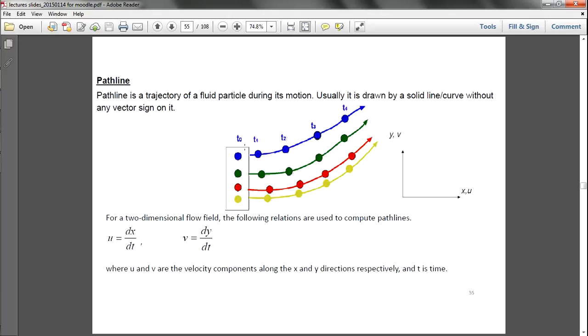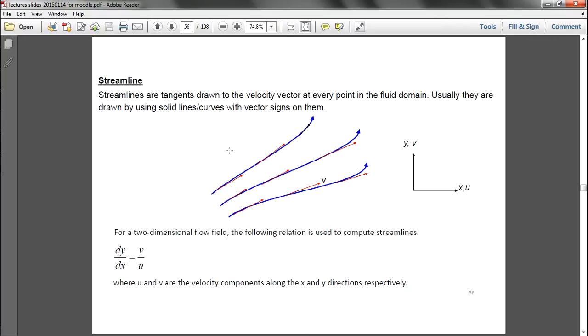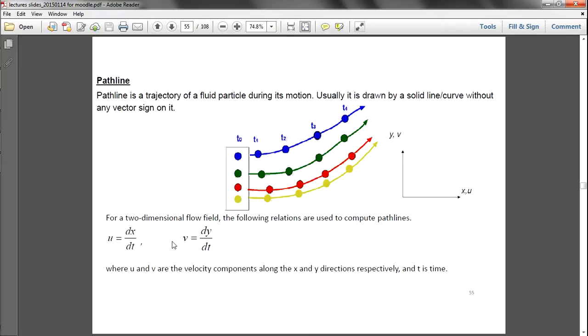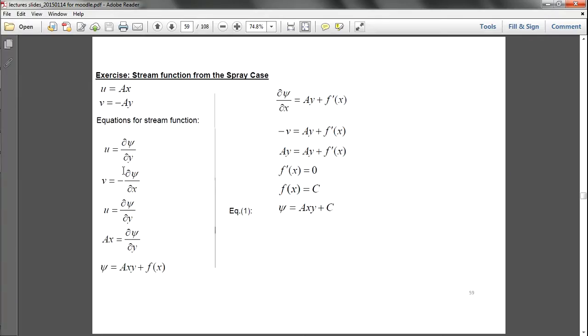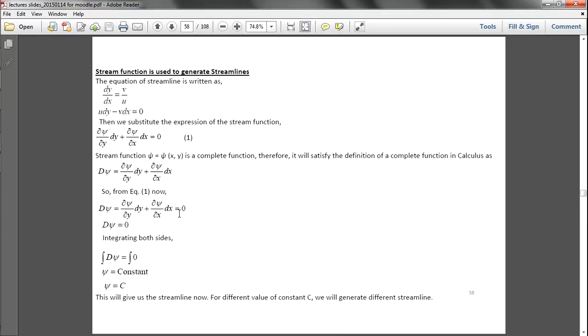In the previous video, we talked about streamline and pathline. We know the equations for u and v, and there is another equation that can describe u and v, which is u equals partial psi over partial y, and v equals minus partial psi over partial x. Then we derived a general derivation to describe a simple stream function.